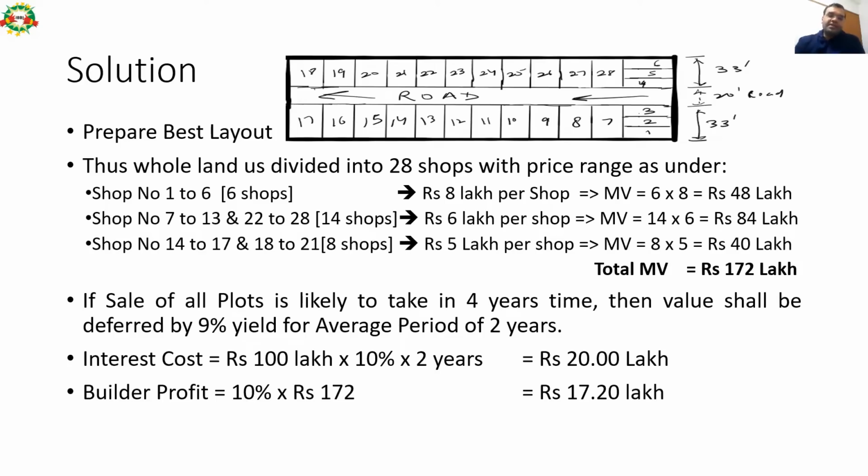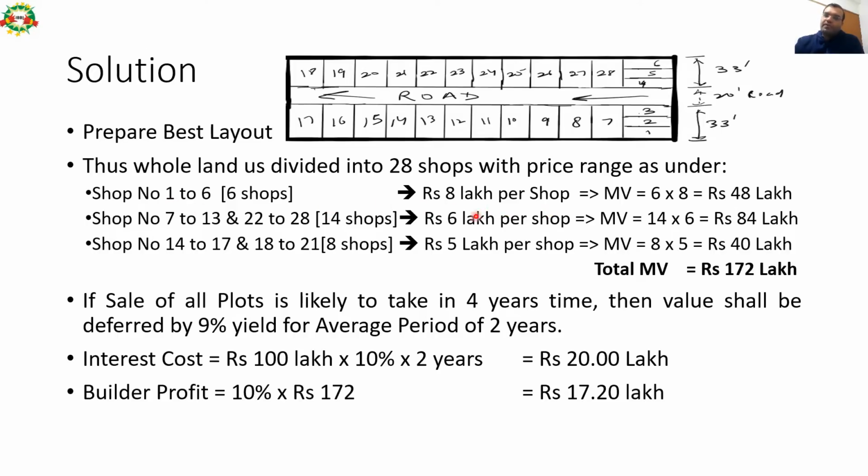So as discussed in the various steps, first we have to prepare a layout. Say we prepare this layout. So this is the layout. This side 86 and this side 130. Let us assume that since these 6 shops are in front, obviously these shops will have more value because there is one more road. These are front shops, and have a prime location. So these 6 shops say have the highest rate, that is 8 lakh rupees per shop.